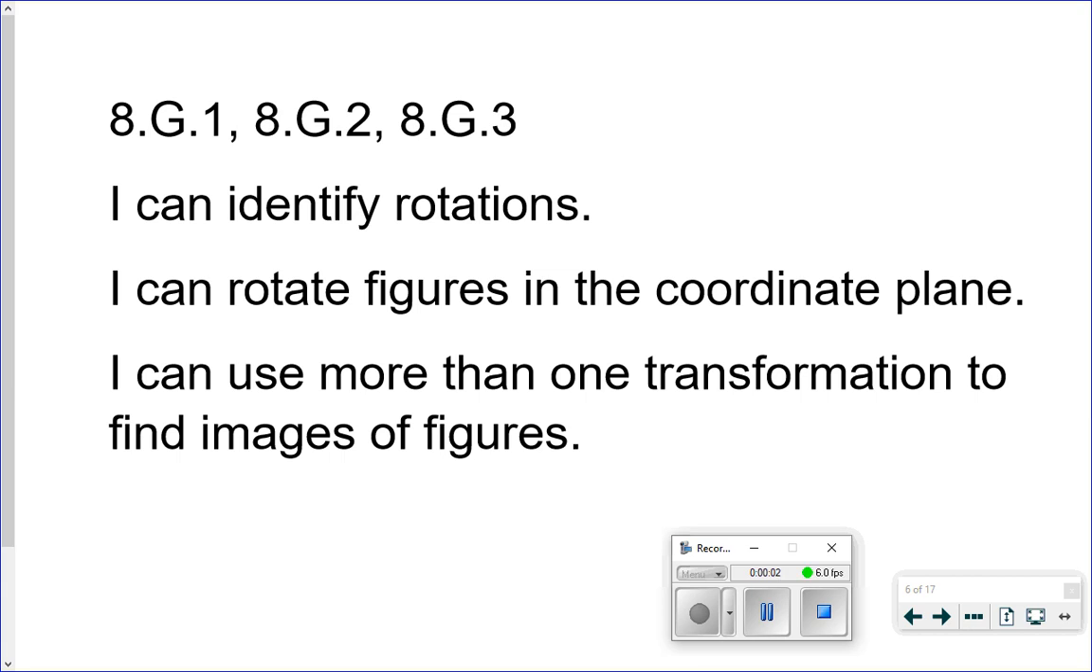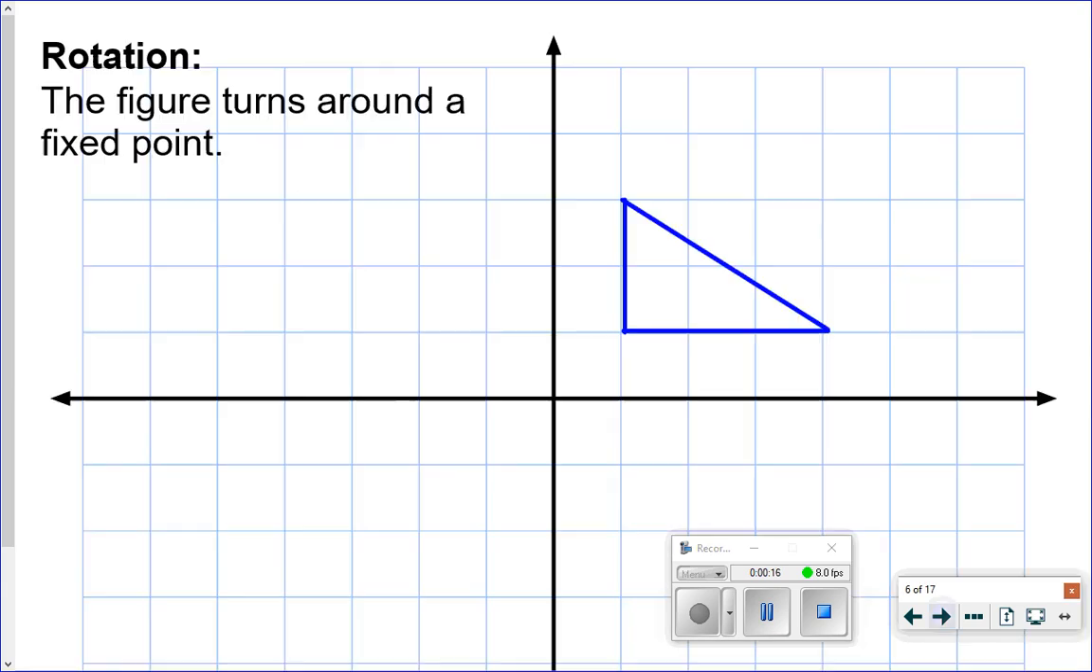Today we're doing lesson 11.4, rotations. Our I can statements for today: I can identify rotations, I can rotate figures in the coordinate plane, and I can use more than one transformation to find images of figures.